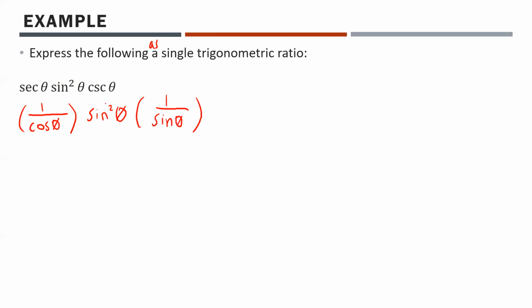So I've got a bunch of fractions that are being multiplied together. The sine squared theta isn't a fraction, but just to make things consistent, let's make it a fraction. We'll make it sine squared theta over 1. And then we'll multiply all these fractions together. And remember, to multiply fractions, you just multiply the tops and you multiply the bottoms.